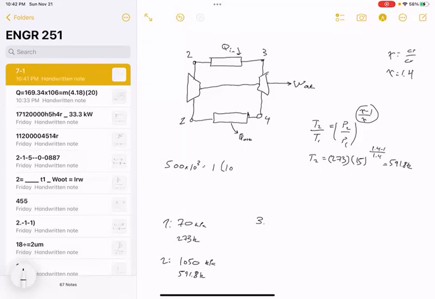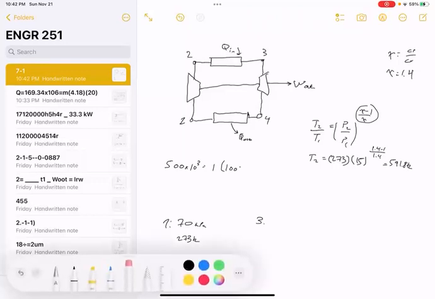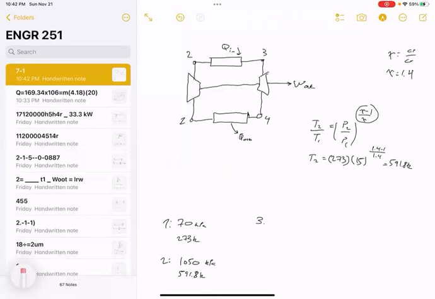So we'll do here 1005. Well, actually, let's just do this in kilo units because it's a bit easier. So 500 kilowatts equals 1 times 1.005 times the change in temperature. So we know the temperature at state 2. We don't know the temperature at state 3, but we're going to find it. This is how we're going to find it. And if you do this, what you should find is that the temperature at state 3 is 1089 Kelvin. Now, what's the pressure at 3?